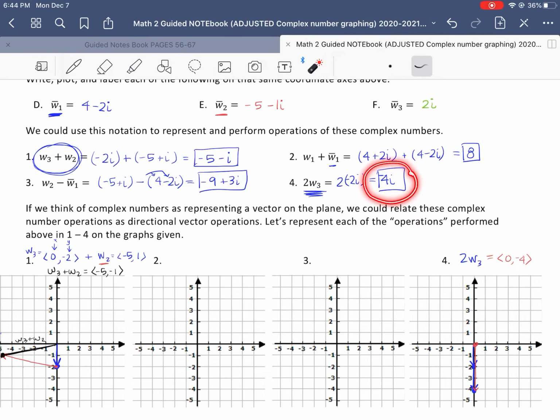So again, we can notice that complex number multiplication can really be related to those vectors. This will be the end of this video. We will then talk about the modulus of a complex number in the next video.